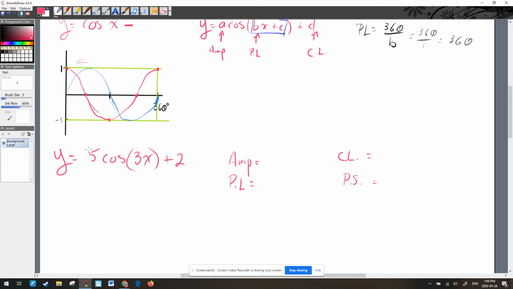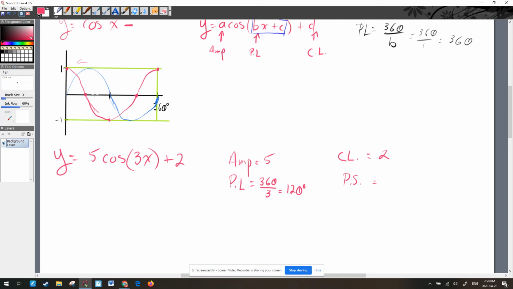Okay. So in this case, amplitude is 5. Easy peasy. Period length. It's always 360 divided by the B value. The B value is 3. So the period length in this case is 120 degrees. Center line. Center line is the D value. It's what's hanging off the back. So it is going to be just straight up 2.